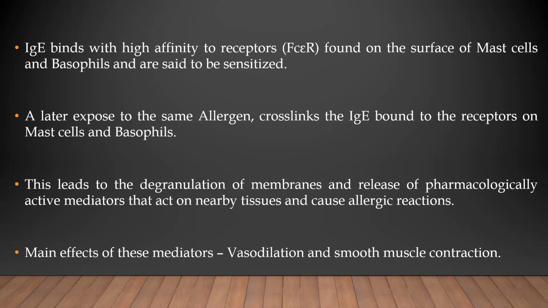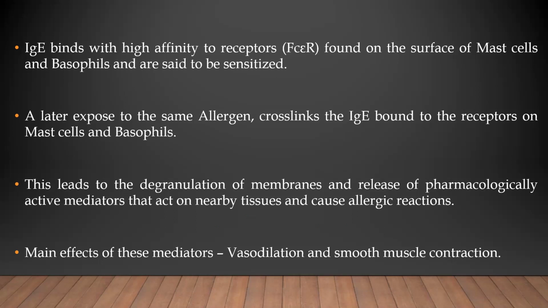Once this IgE is produced, it is going to bind to specific receptors which are present on the surface of basophils and mast cells. Now, basophils and mast cells are the two very important cells which are going to respond during allergic reaction. So when IgE binds to the specific receptor present on the surface of mast cells and basophils, the person is said to be sensitized, which means the person has become sensitive towards a particular type of allergen.